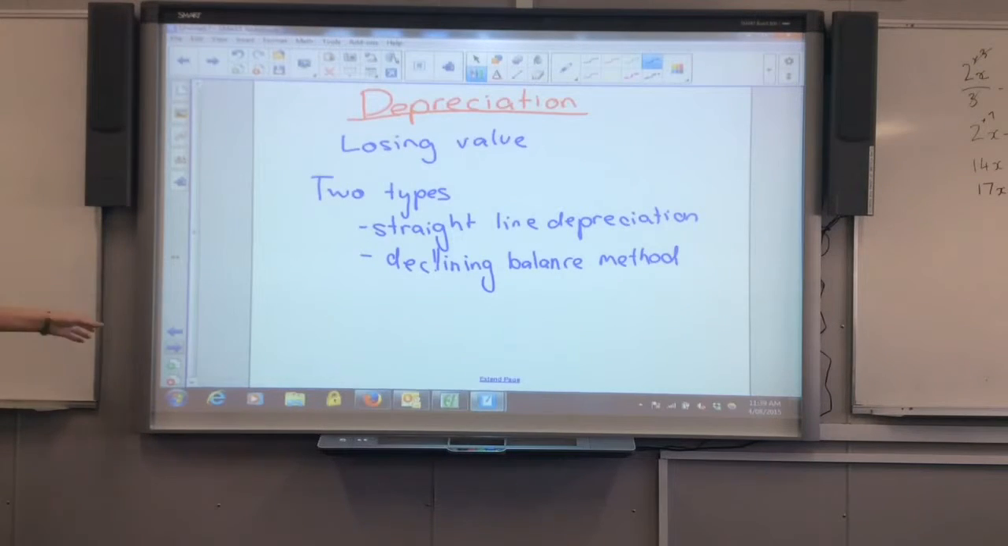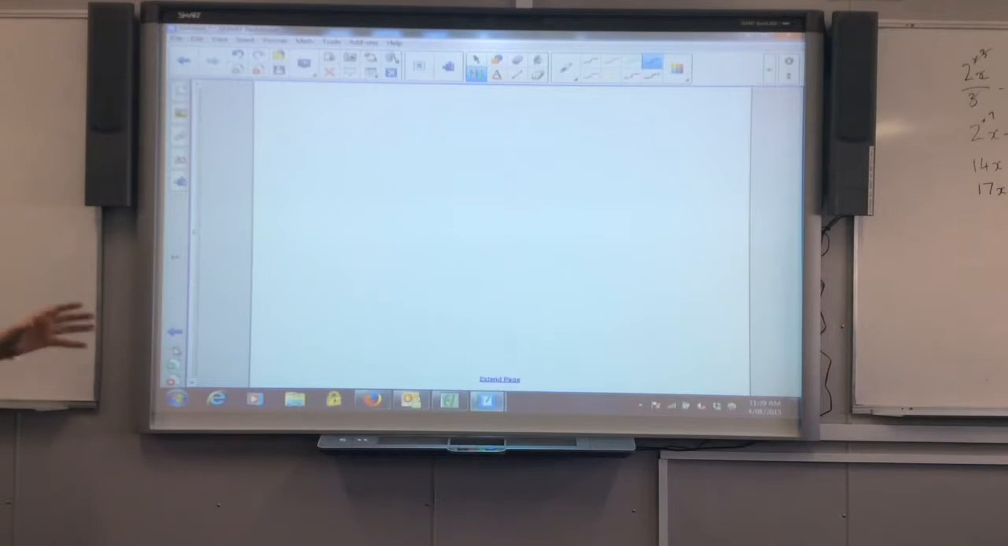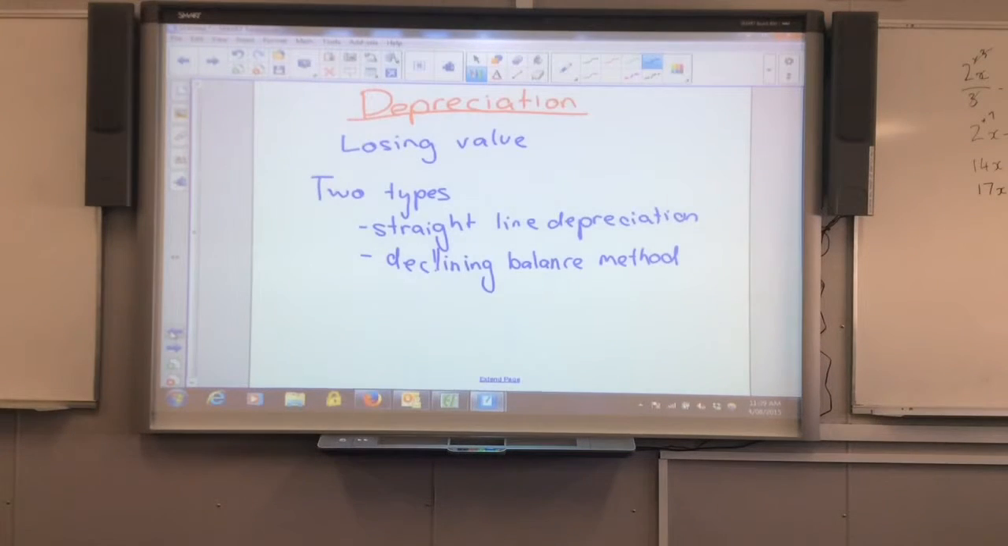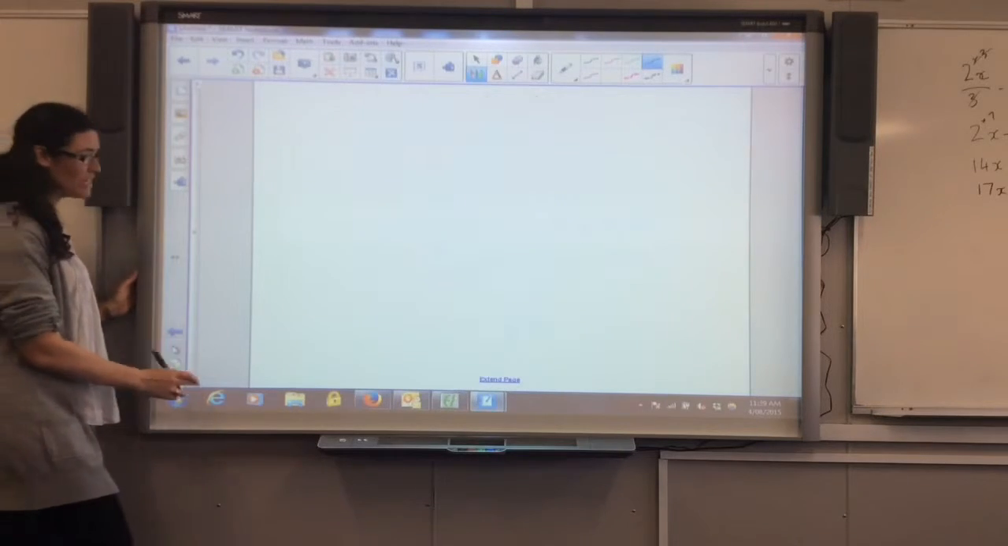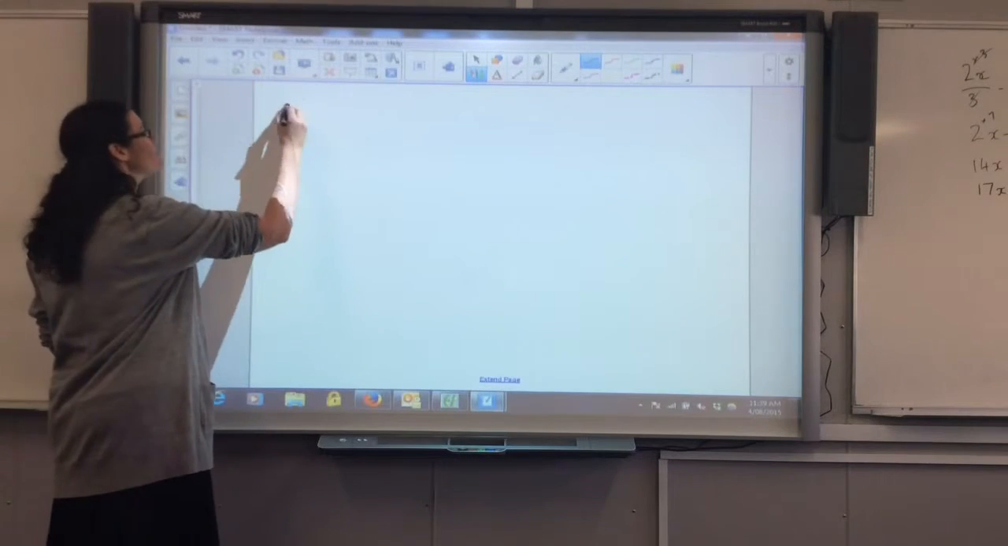So the straight line depreciation, we know it means that it's going down, that it's losing value. A straight line, what do we know if it's a straight line? What must a line have to be straight? It must be linear, must have a constant gradient. So it must be going down by the same amount each year. That's the key component of straight line depreciation, and that's our most important point.